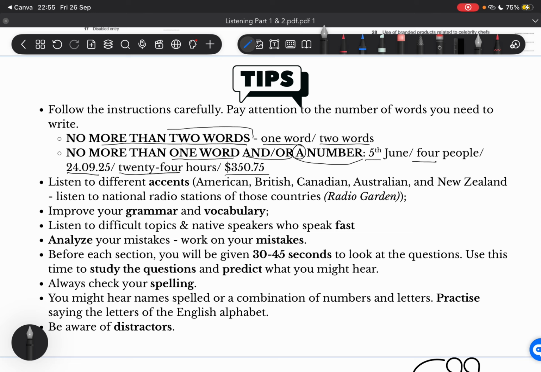Sometimes you can also get 3 words and or a number. In that case, you may have 4 words, but one of them should be a number. Okay, now let's move to the next tip.